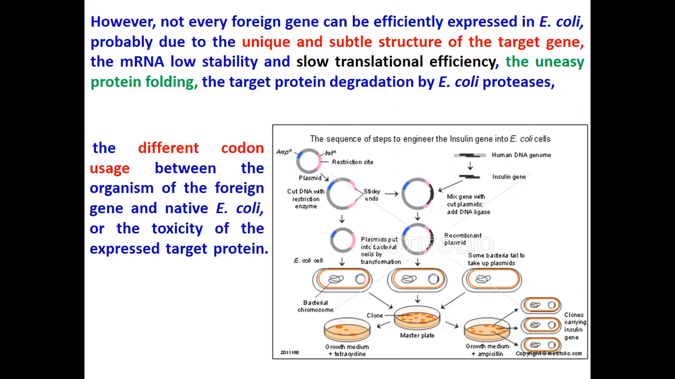There are different factors which can impede the functional expression of the desired protein in E. coli: the unique and different structure of the target exotic gene and the E. coli genetic setup, then the low stability of the RNA, especially messenger RNA, low translation efficiency, improper protein folding, and target protein degradation by E. coli proteases. The most significant factor is the different codon usage between E. coli and the foreign or exotic gene, which can hamper soluble protein expression in high amounts.